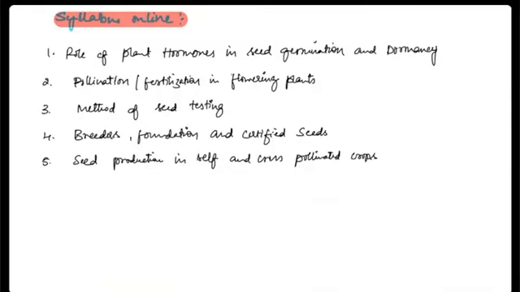These five contents come under seed science and technology, starting with the prescribed topic, roles of plant hormones in seed germination and dormancy. This we are going to study in seed physiology.